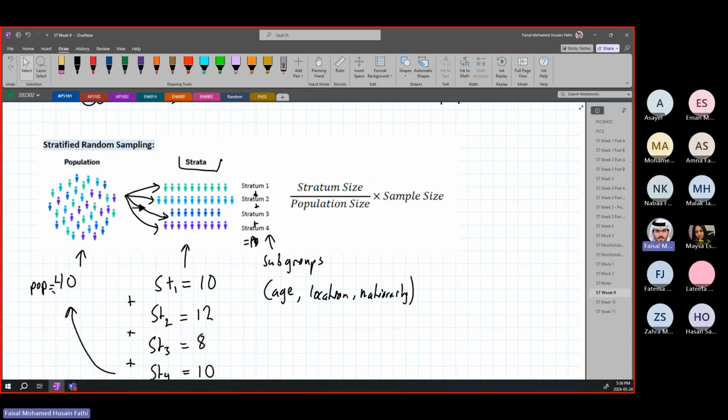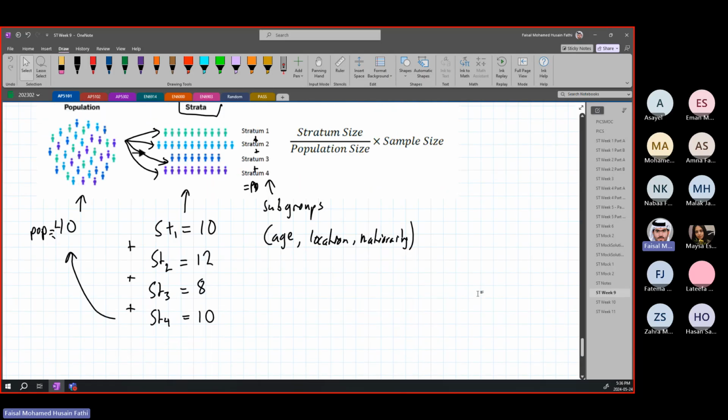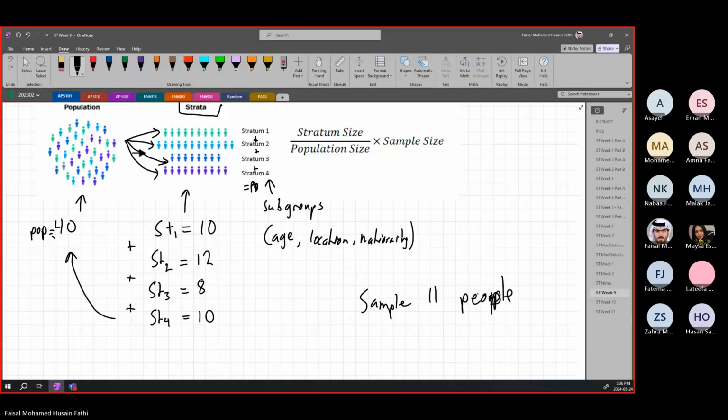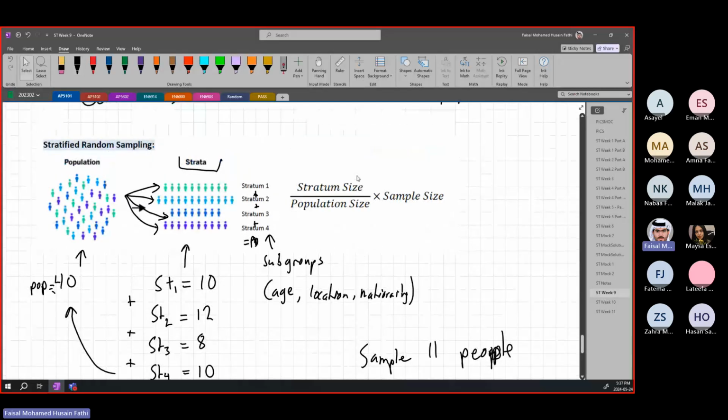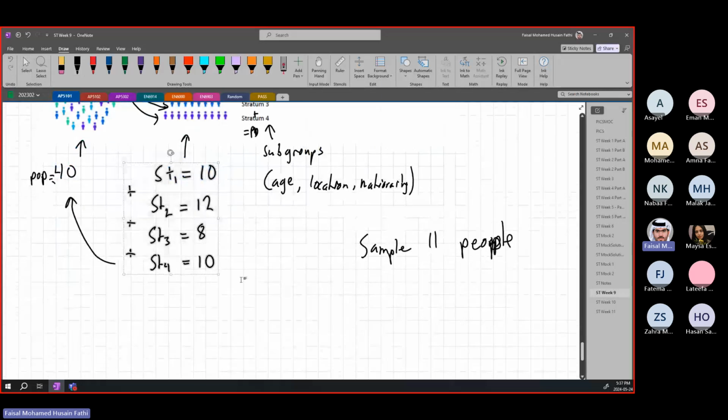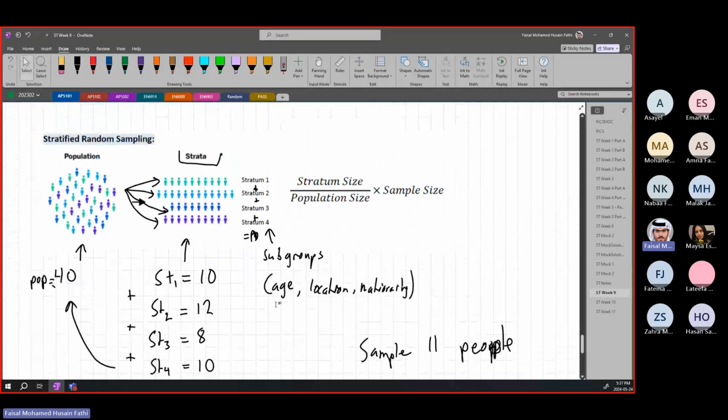It depends, first of all, on the sample size that you have. So you have to define your sample size. Now we know the population size, but we didn't define our sample size. So let's say, for example, we need a sample of 11 people. So our sample size is 11. You will be applying this equation to find out from each subgroup, from each stratum, how many samples should be taken so that we can get a total of 11 people from the entire population.